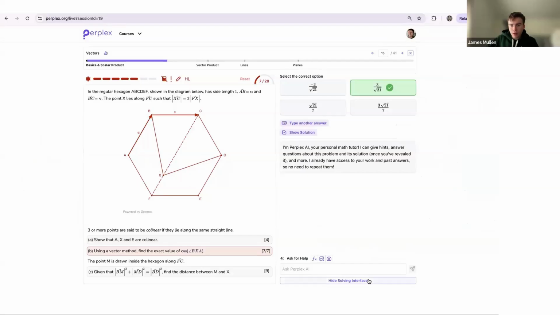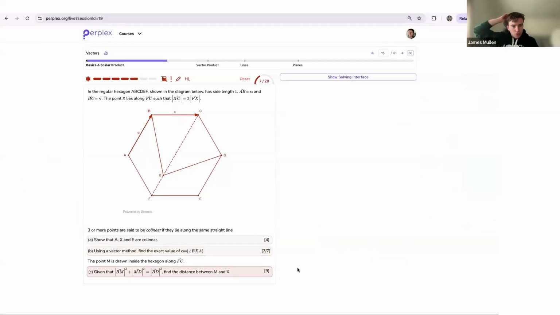All right? Okay. In part C, we are told that BM squared, so there's some point M that lies along the diagonal FC, such that BM, this distance here squared, plus MD, which is that distance squared, is equal to this distance squared. Now, when do I have a square plus a square equal to another square? That's when I have a right angle triangle. And that tells me that I have a right angle here at M, so that BM dot MD is equal to 0, okay?